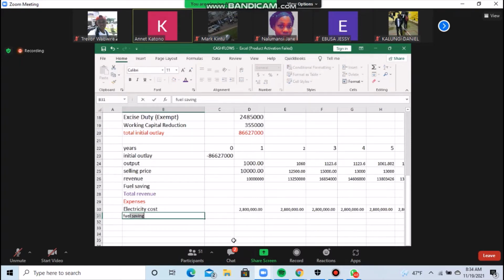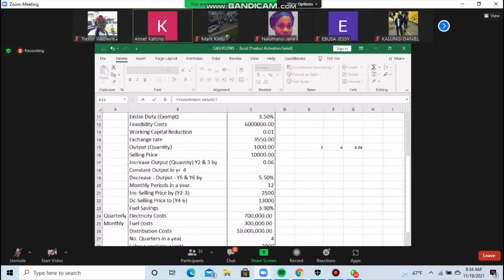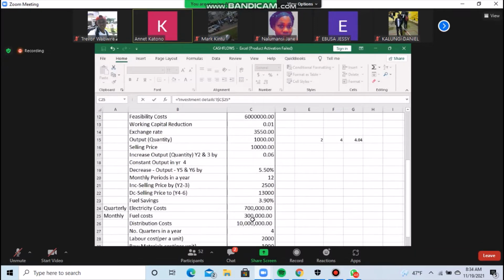And before we multiply, we have our fuel costs. Equal sign. Go to your investment detail sheet. Pick on the monthly cost for fuel, which is 300,000. Fix it, F4. And then you're going to multiply it by the number of months that you have in the year. That is 12. You're going to fix it, and then you will enter and autofill.